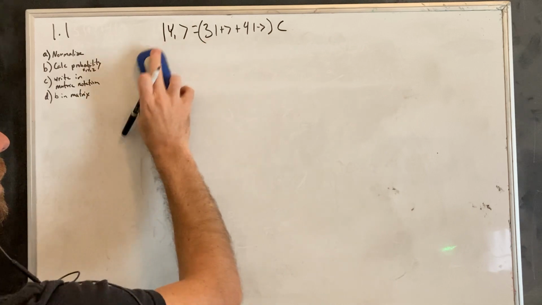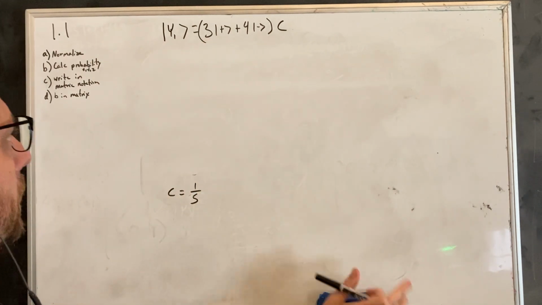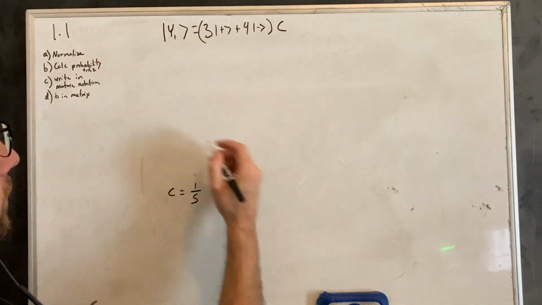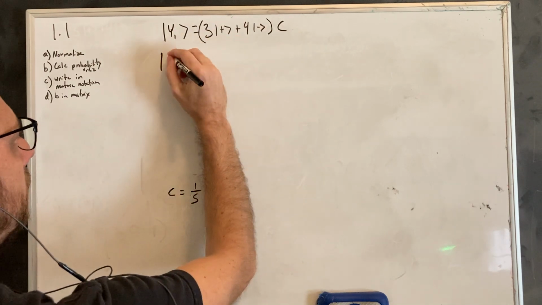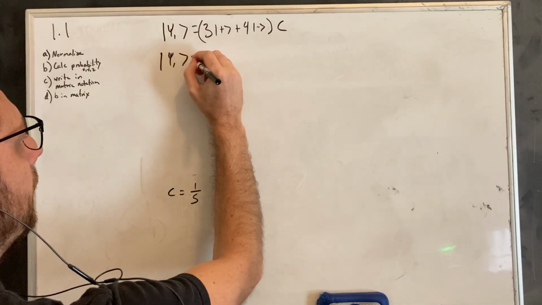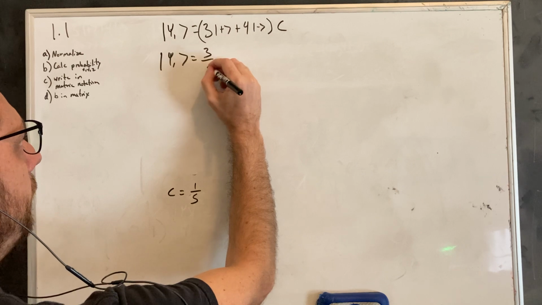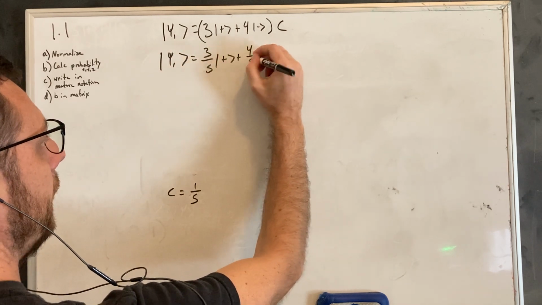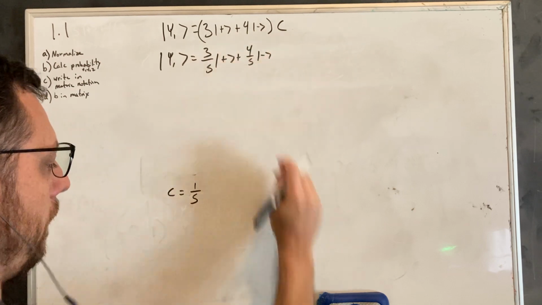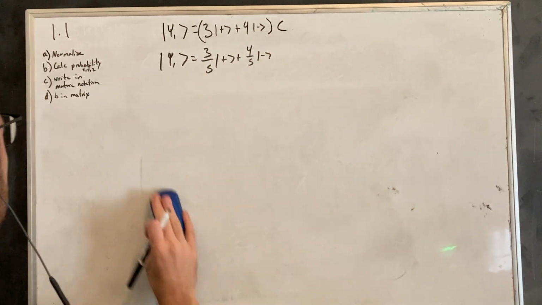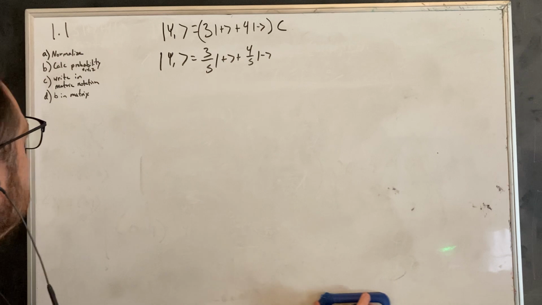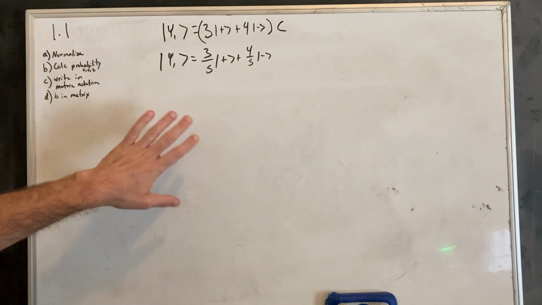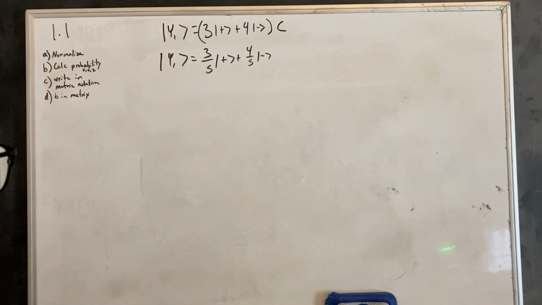So now to normalize this, we just multiply out that C. So that would be equal to 3 over 5 up plus 4 over 5 down. And now that is normalized. So that's part A. So now we have to calculate the probability of plus and minus for all 3 directions.